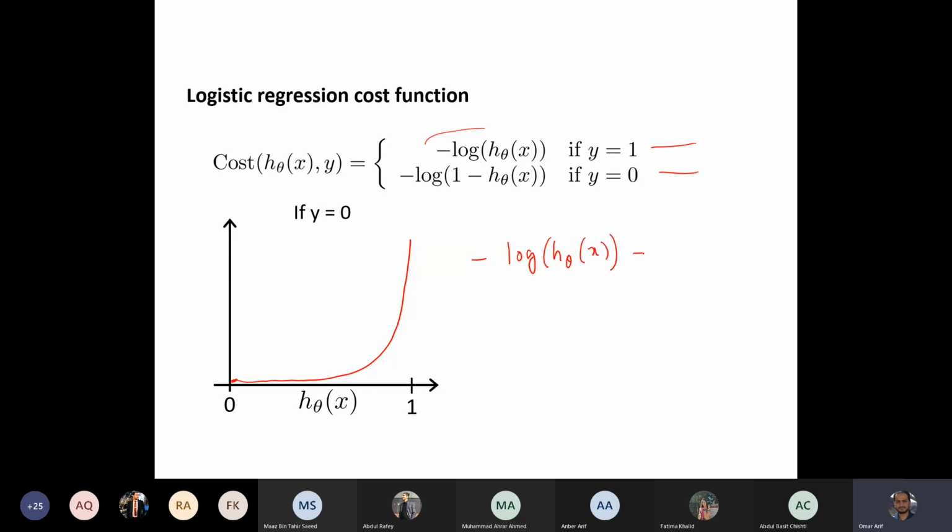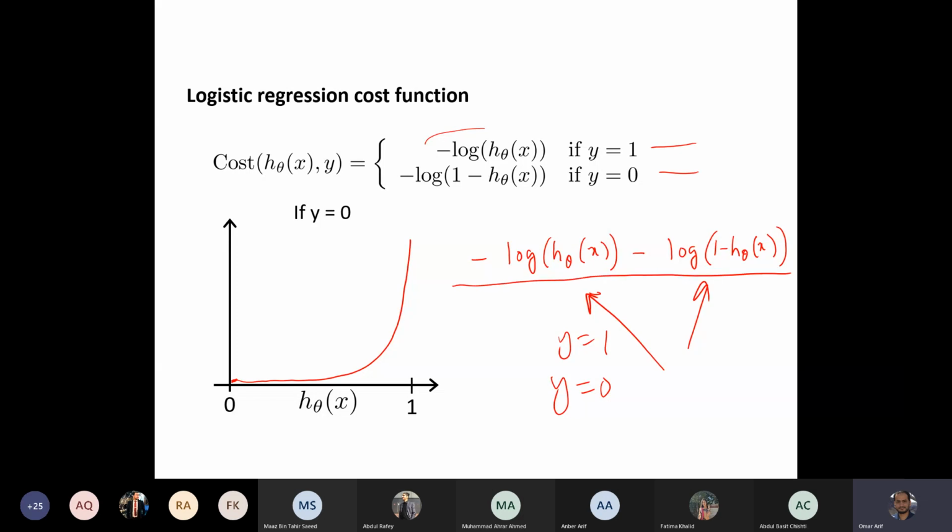Okay, and then I'm just writing the next part here. So what should I multiply these two parts with? For y, if I'm talking about y is 1, then this part should go away. If I'm talking about y is 0, then this part should go away. So what should I multiply this equation, or different parts of this equation, with?